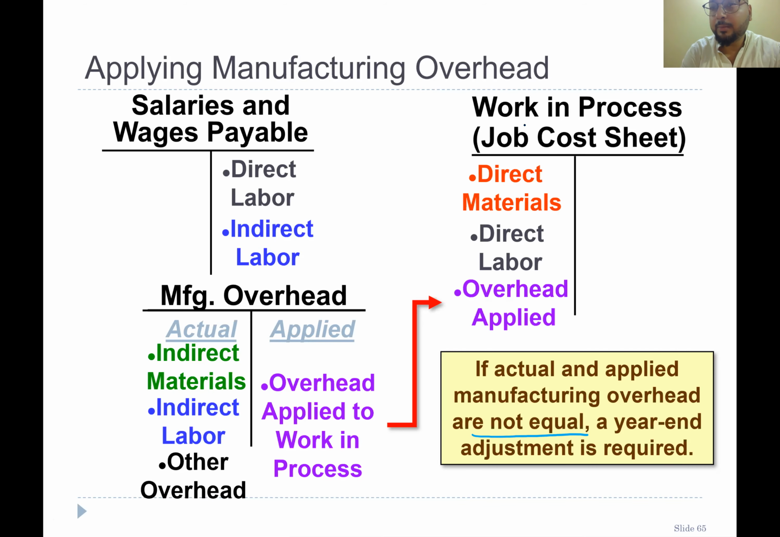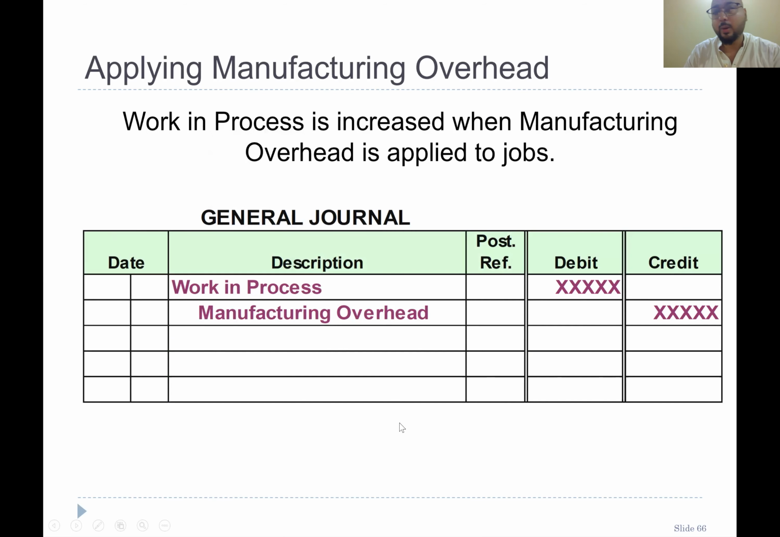So work in progress, debit side, which means increase. So over-applied means that we estimated more than the actual one. Under-applied means we underestimated, or our actual is higher than the applied one. So this concept is called under-applied or over-applied.